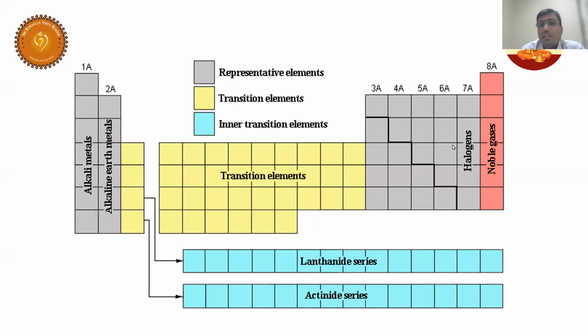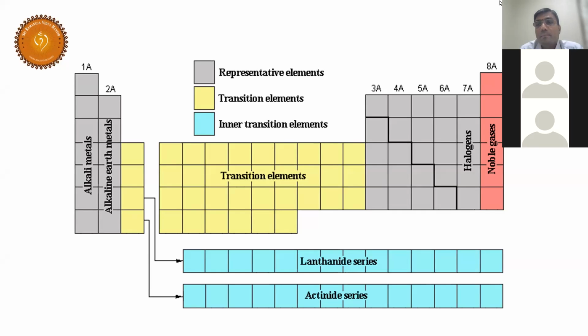In the first year, you have learned about first group, second group, third group, and fourth group. First and second group come under which category? They come under S block. Similarly, third and fourth group elements come under P block. So the remaining P block elements, that is 5th to 8th, you are going to learn in this session, right?